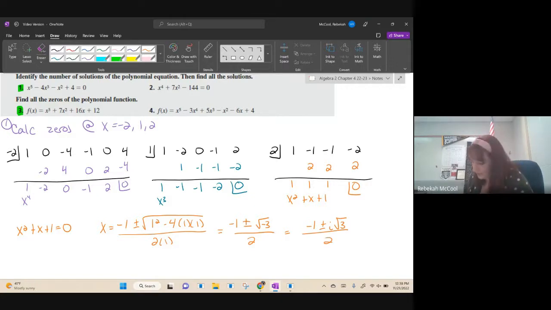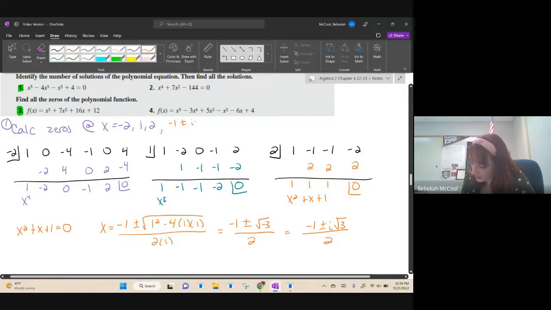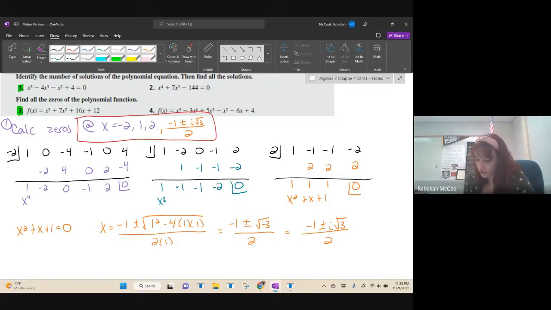We can't factor it. So all of our solutions here, we've got the -2, the +1, the +2, and our other 2 imaginary solutions will be -1 plus or minus i square root of 3, all over 2. This is all 5 solutions.